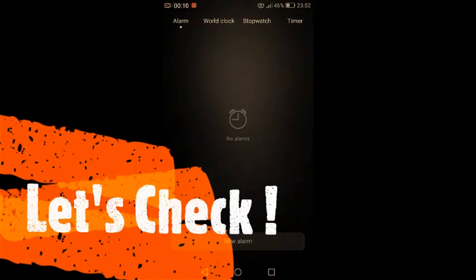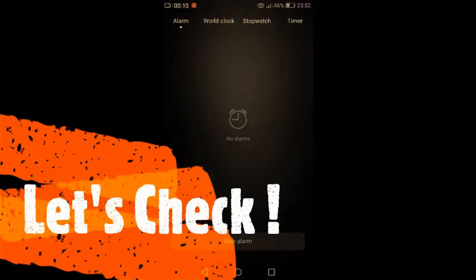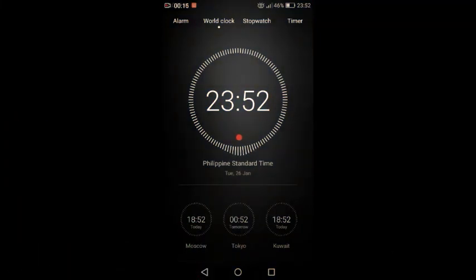Okay guys, we have the world clock right now. At i-check natin dito yung time difference between Philippines tsaka Russia. So here tonight pala guys, we are 11:52 PM dito sa Pinas. At i-check natin sa Russia, it's 6:52 sa Russia. So 11 minus 6:52 is equivalent to 5 hours. So we have a 5-hour difference between Moscow, Russia and Manila, Philippines.